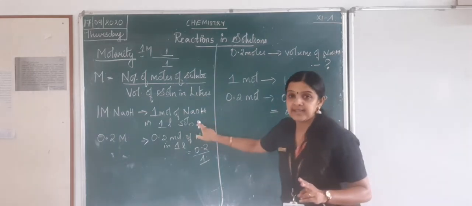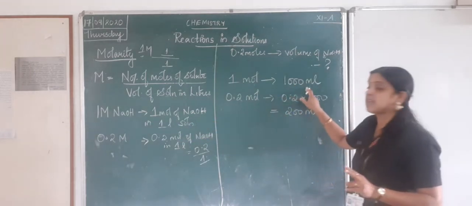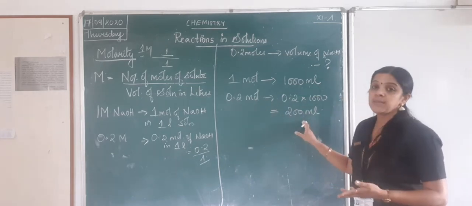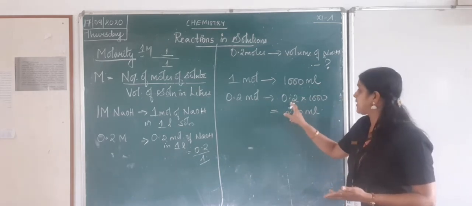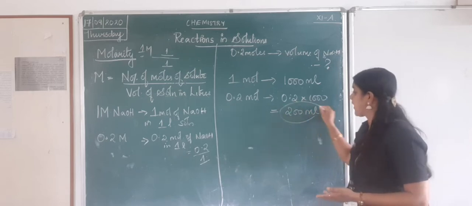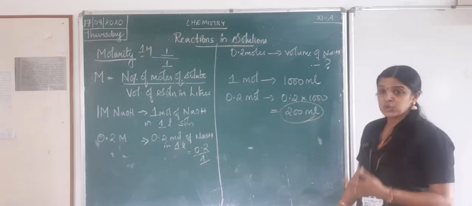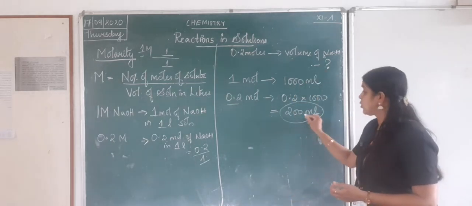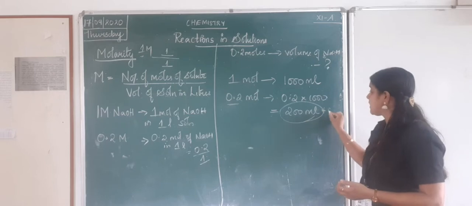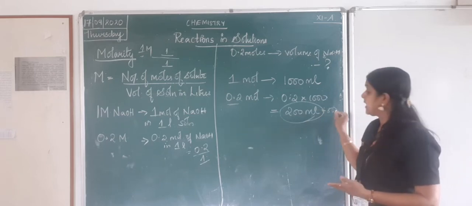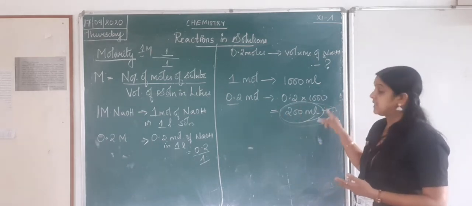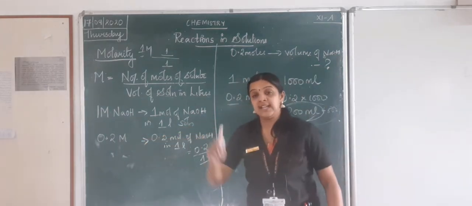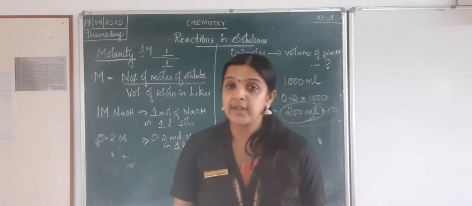That is what we calculated here, right? 1 liter is nothing but 1000 ml. So for 0.2 moles, how many ml of NaOH do I need? 0.2 into 1000, which is 200 ml. So I take 200 ml of NaOH, plus 800 ml will be my water. If I dissolve that in this solvent, I get my 0.2 molar NaOH solution. Are you able to get me?